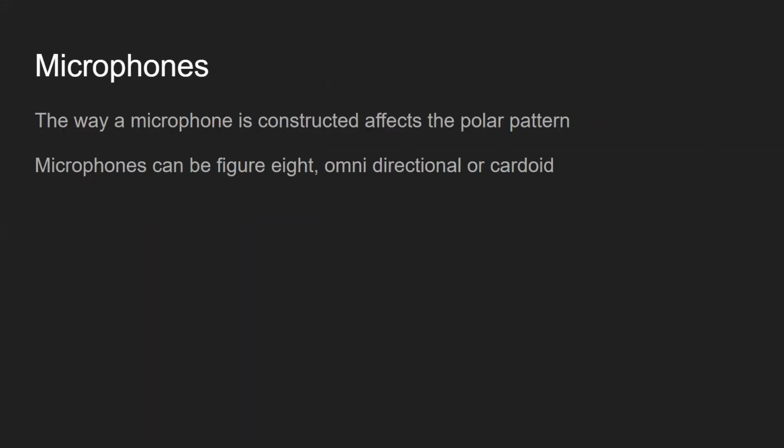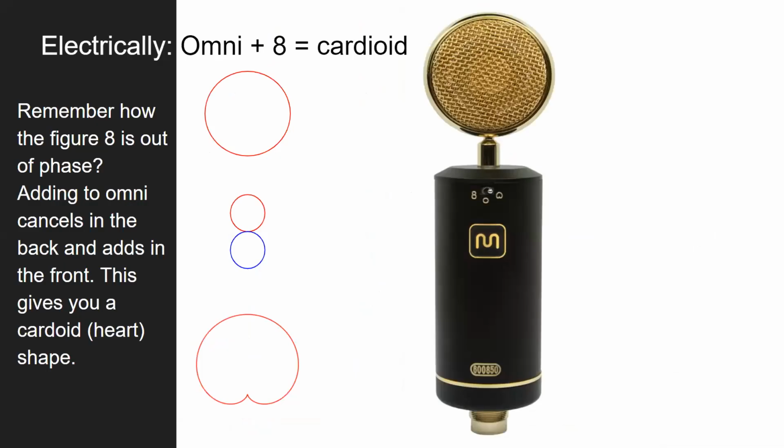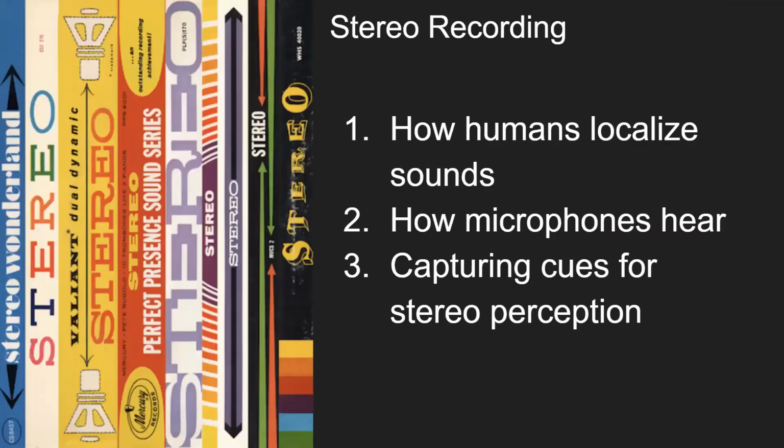I talked about phase, microphones. That's kind of the end. So we went back to where we started: how do you localize sound? How microphones hear? You do stereo recording by moving the microphones around to capture those cues that humans use to localize sound. And please worry about phase. Thank you.